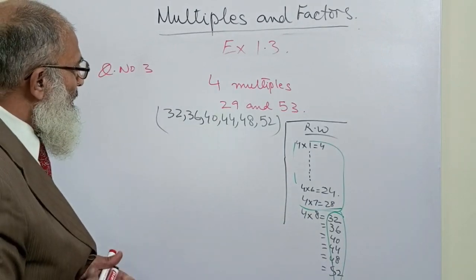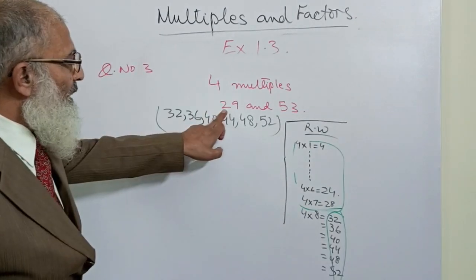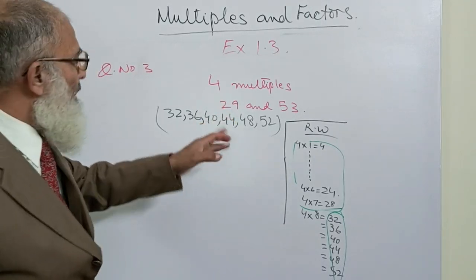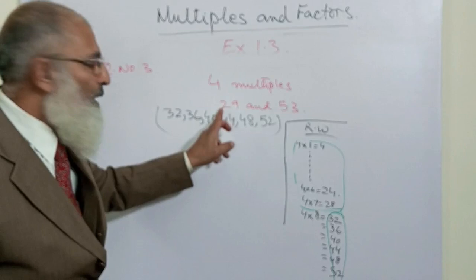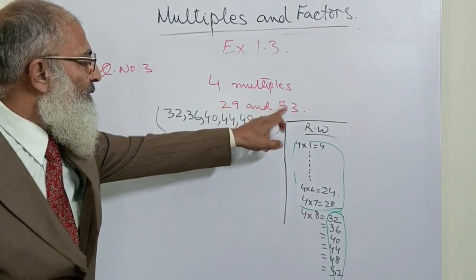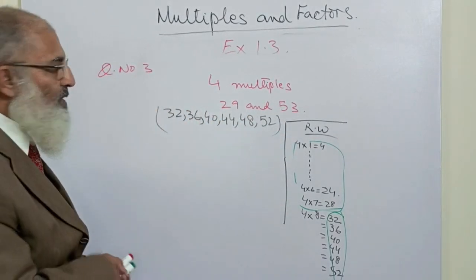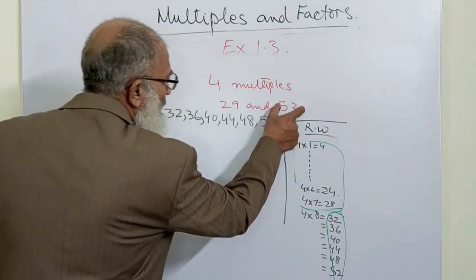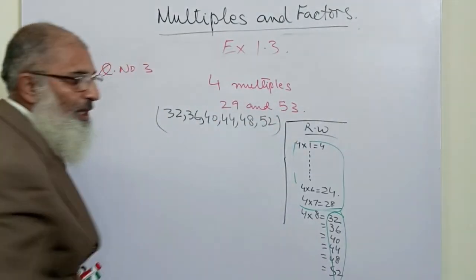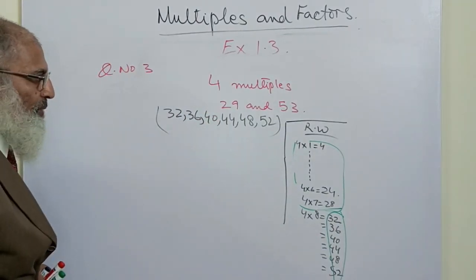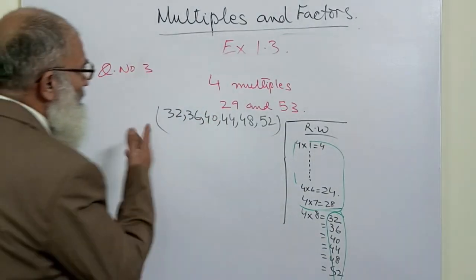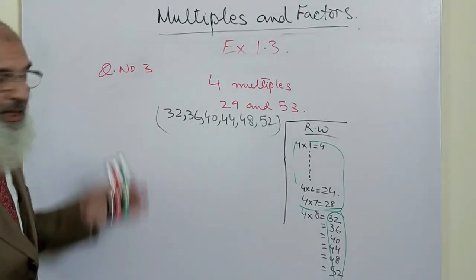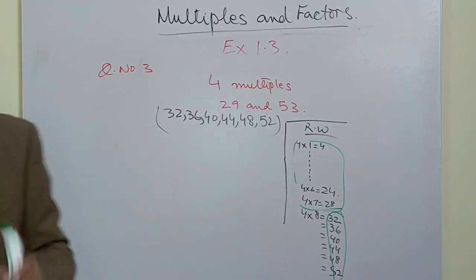Because you see, these are the multiples of 4 which are greater than 29, or you can also say these are in between 29 and 53. Since we have to find in between, this end is excluded, and this end is also excluded from our answer. So this was the simple demonstration of question 3, and the rest of the questions are just like this.